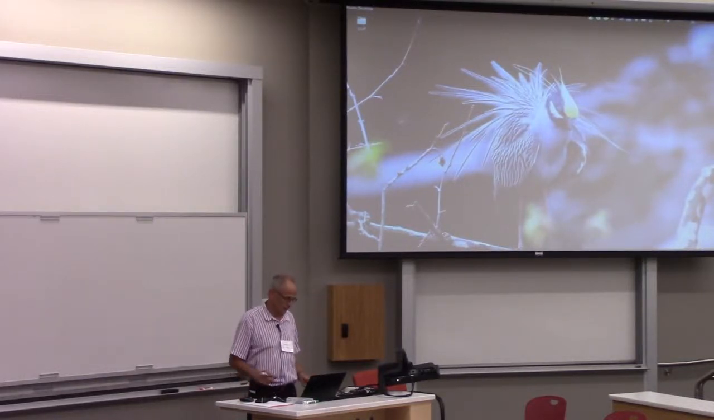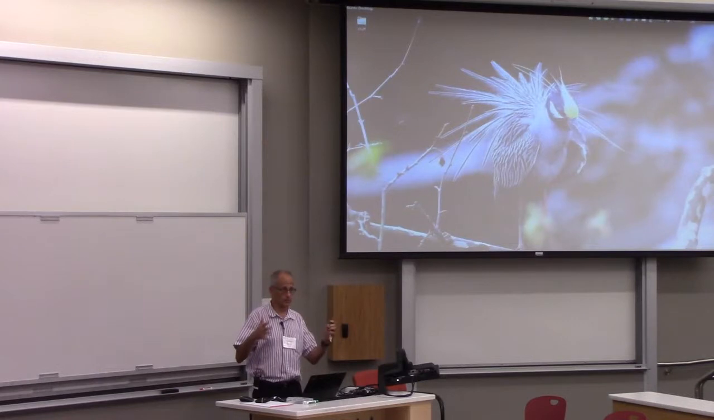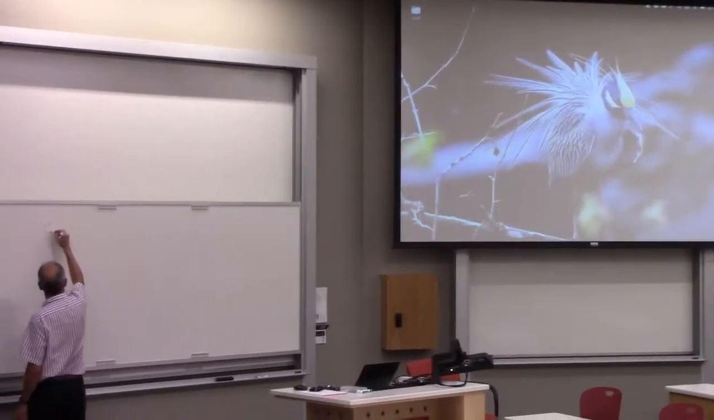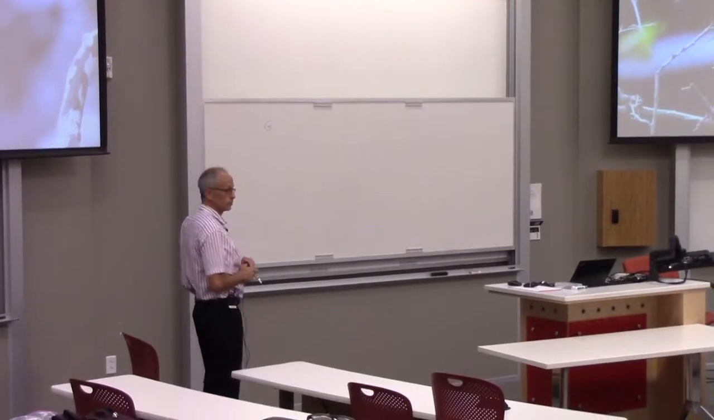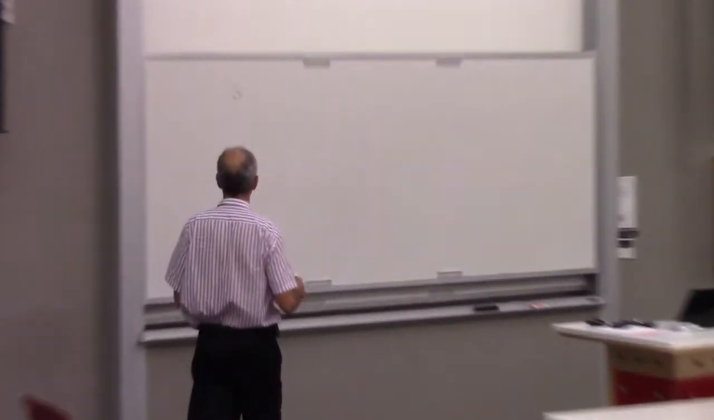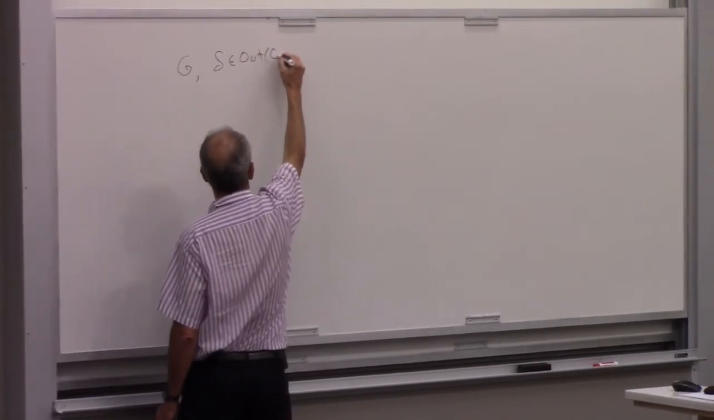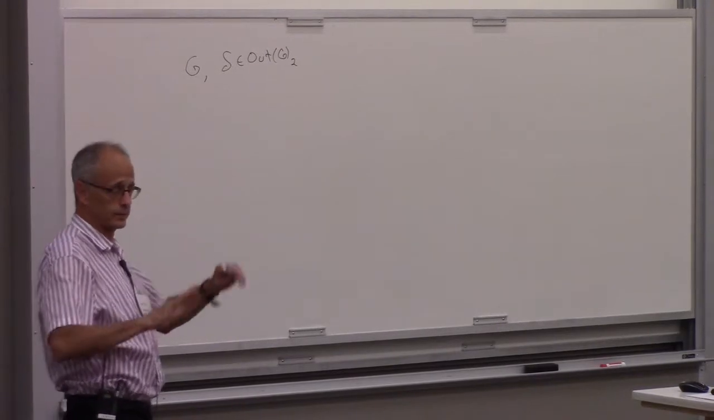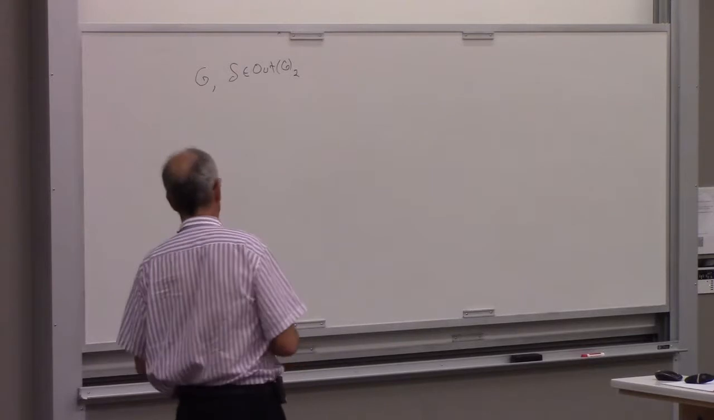All right, so I'm going to begin by saying a few more things about KGB, which might help people to organize everything in their brain. So the starting point is always a connected complex reductive group G, and an element of the outer automorphism group of order 2. Let's fix that once and for all, and we're going to be working in this setting.